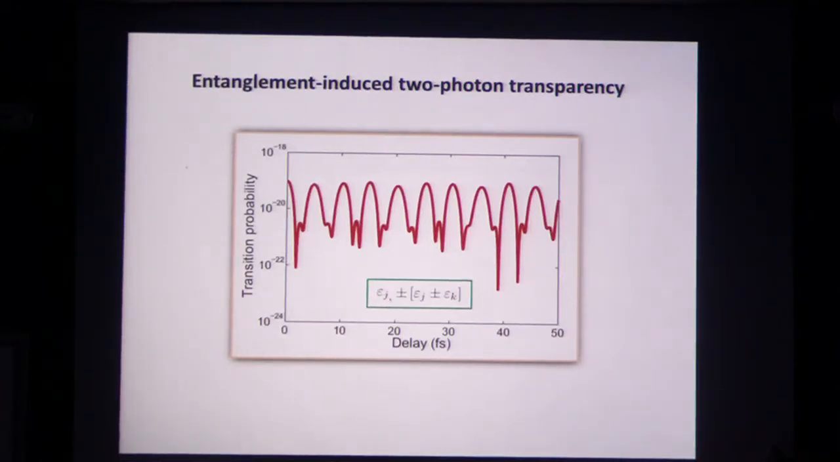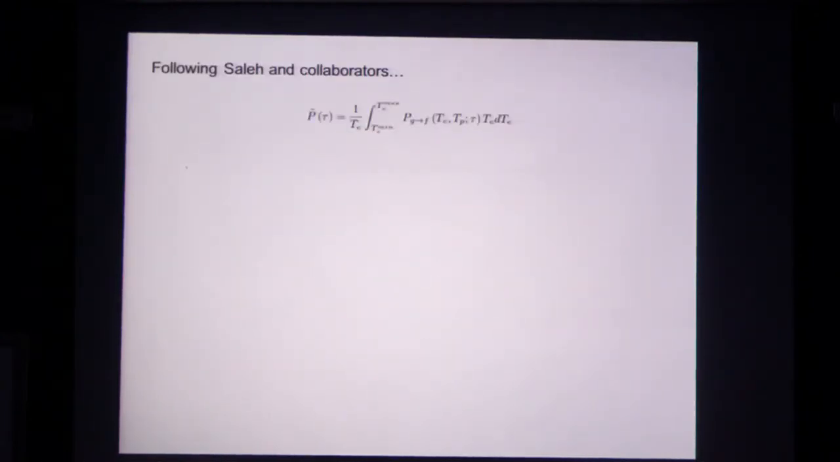This will give us the electronic structure of the sample, and this is noise for us. So the question was, well, how can we solve this problem? How can we get rid of this noise? The first answer came from Saleh, and he said, well, take the signal and perform an average over the entanglement time or the correlation time.